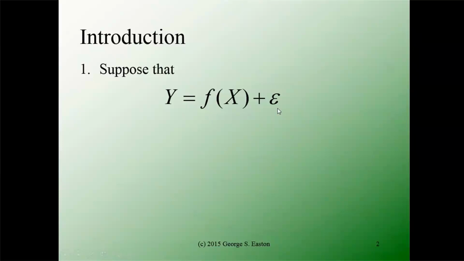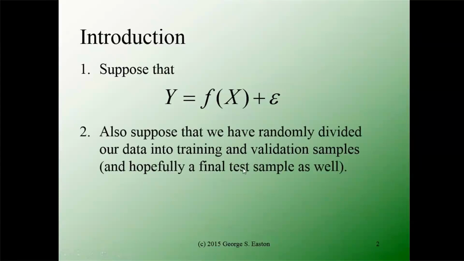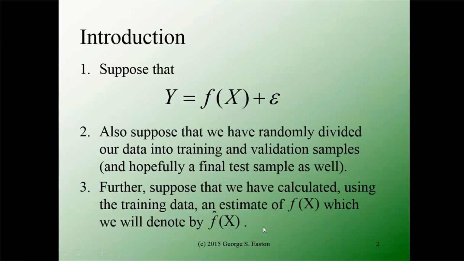linear regression. Now let's also suppose that we have randomly divided our data into at least training and validation samples, and ideally we would have also included a final test sample as well. And finally, suppose that we have calculated on the training data an estimate of this nonlinear function f of x, which we are going to denote by f hat of x.